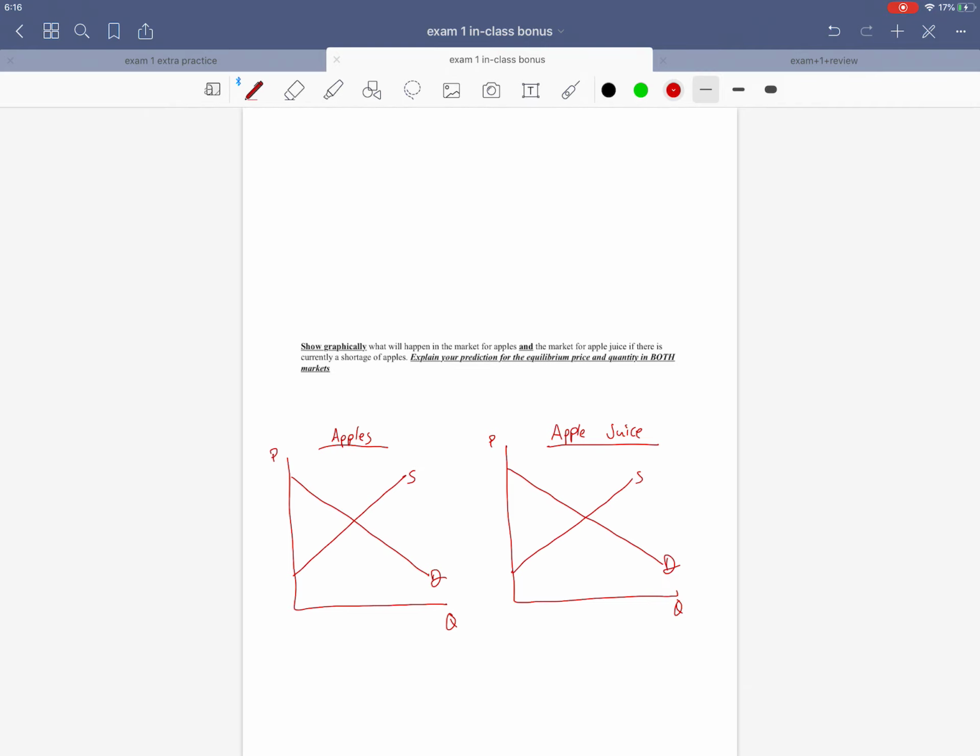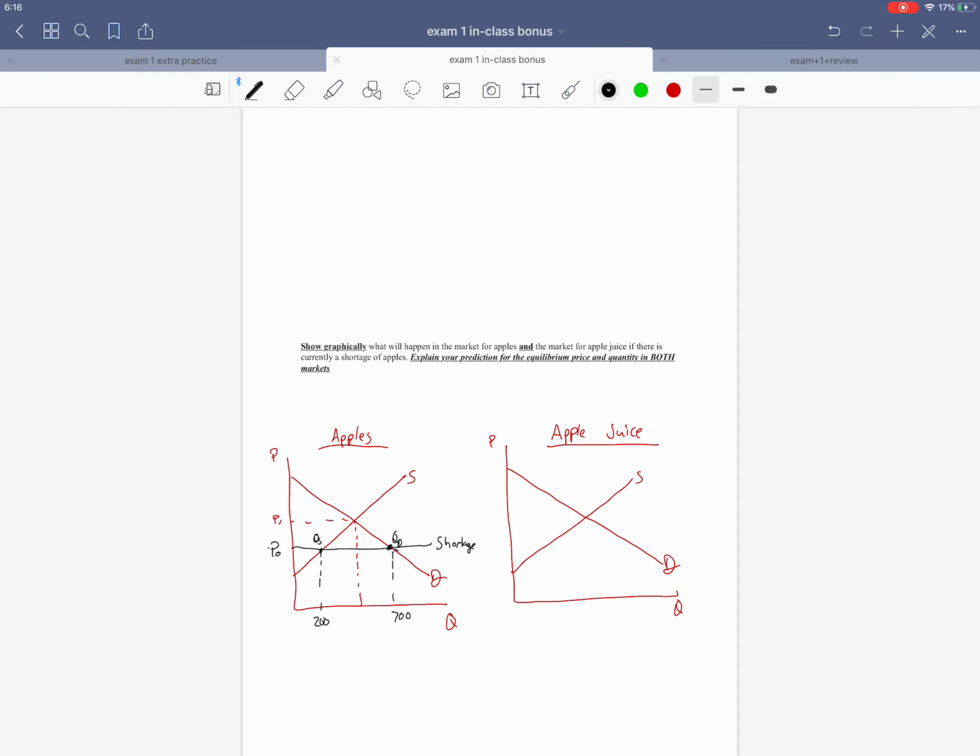So in the market for apples, we see that there's currently a shortage. Now, anytime there's a shortage, as we mentioned before, that means that the market is not at equilibrium. So the market price is set somewhere below the equilibrium if there's a shortage, because quantity demanded is going to be greater than our quantity supplied. So let's just throw some numbers in here, 200 and 700. So currently in the market for apples, there's a shortage of 500 units.